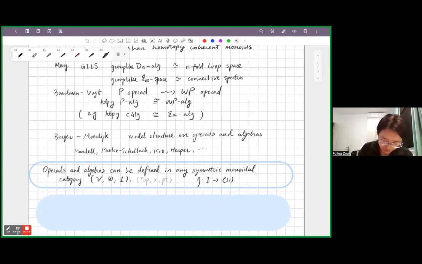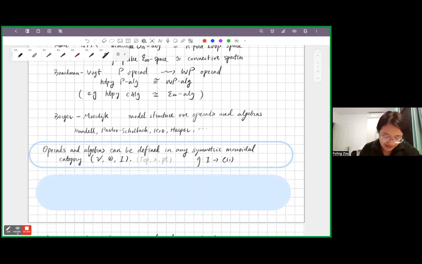And using the language of operads, we could also study model structures on this category. So Berger, Moerdijk, and Mendel, Pelov, Schwede, Kroll, Harper, and other people have studied model structures on operads and similarly model structures on their algebras.